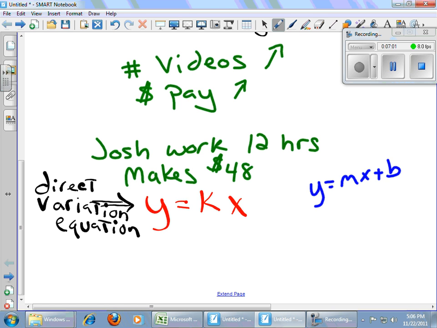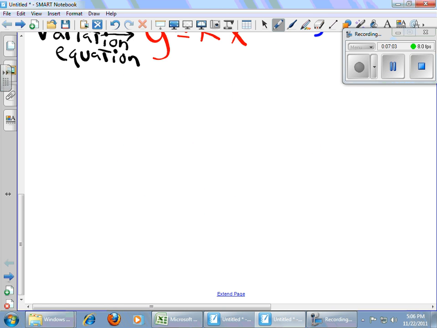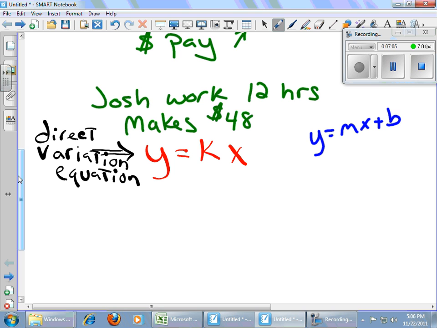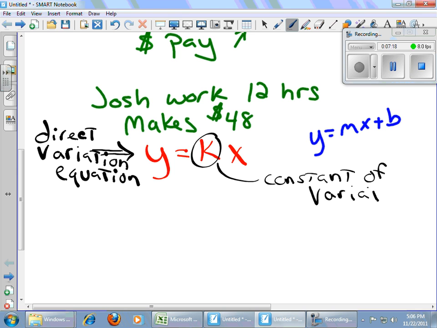Now, k is called the constant of variation, but you know it as the slope. This is the constant of variation. It's the slope. That's what it really is. It's the slope.